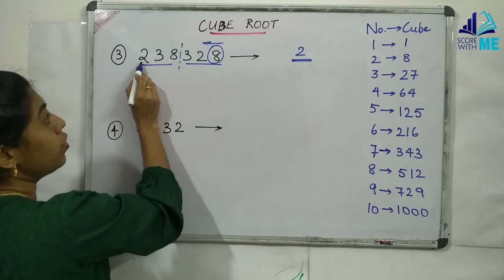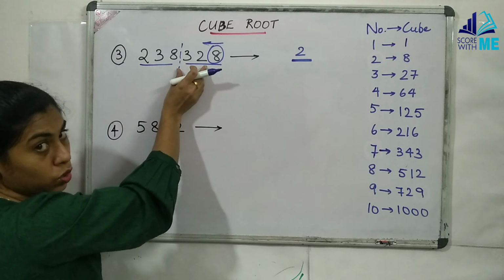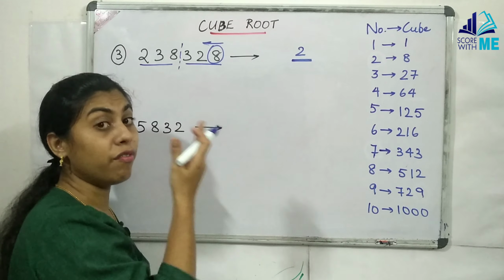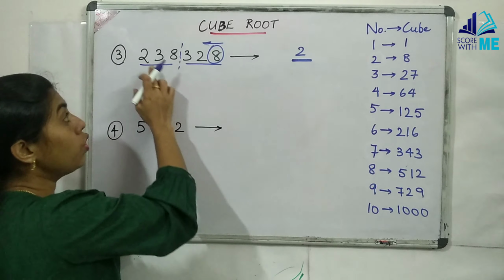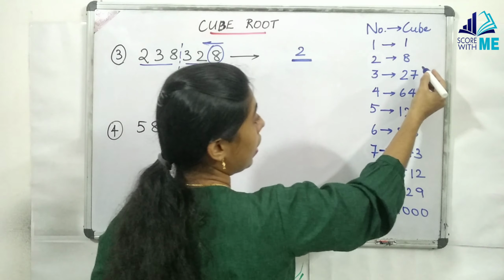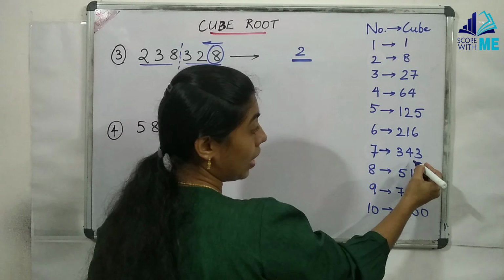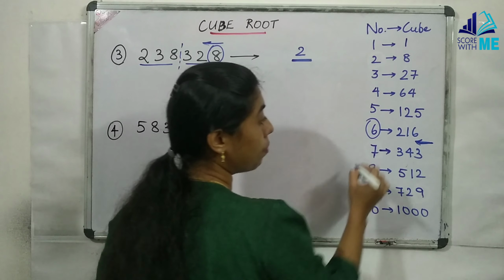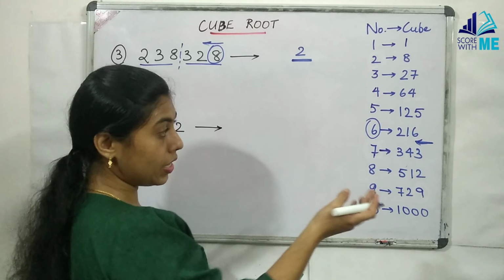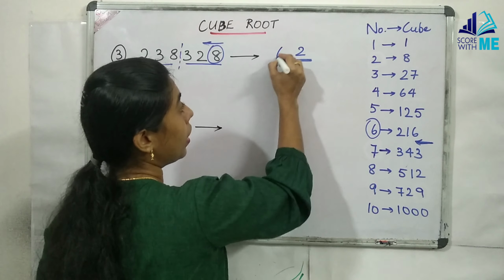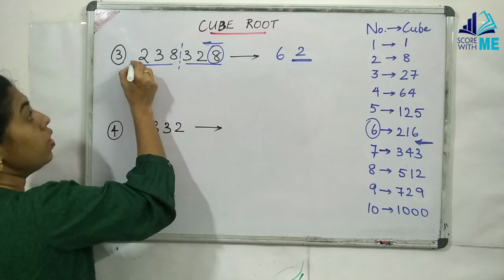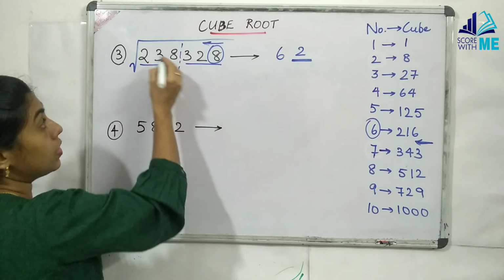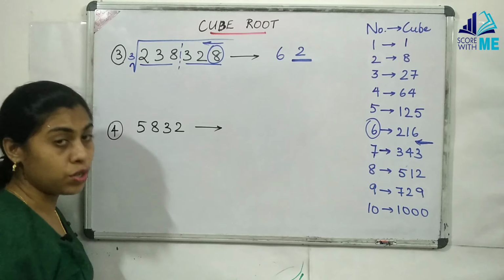Now coming here, 238. Omit the next 2 digits, leave it and come to the next group. 238. We need to see which cube is nearest to 238. So 238 is greater than 216 but lesser than 7 cube. It lies here. So this lesser number or the smaller number is normally taken. So 6 will come in its tens place. So the cube root of 238328 is 62.